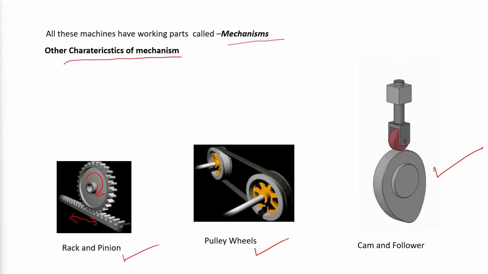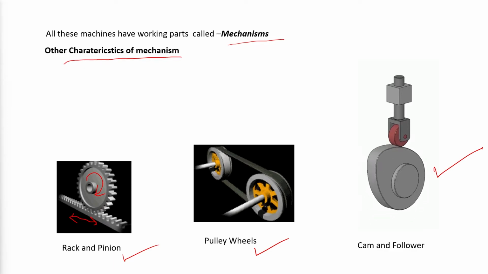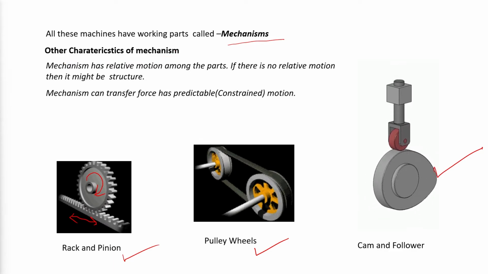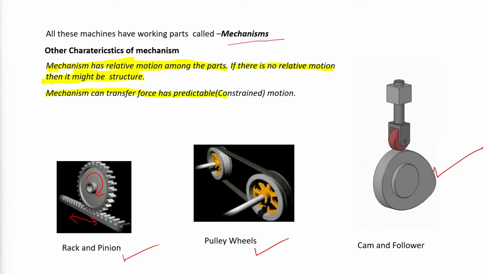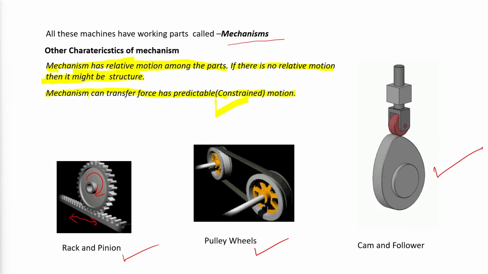Now let's talk about other characteristics of mechanism so that we can understand it in a better way. The mechanism has the following characteristics. For example, the mechanism has relative motion among the parts, because only then can we transfer motion or force. The primary purpose of a mechanism is to transfer motion as well as force. If there is no relative motion among the parts, then this might be a structure instead of a mechanism. The mechanism can transfer force and has a predictable or constrained motion. So this point will also help you to understand the difference between a mechanism and some parts which are connected with each other and have relative motion but cannot be considered a mechanism.